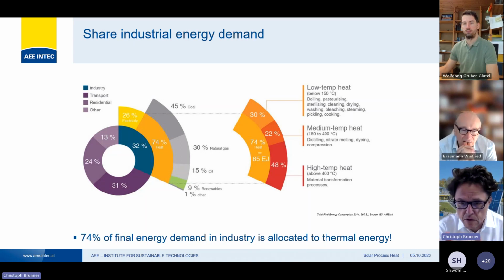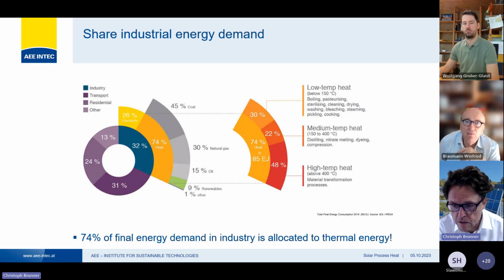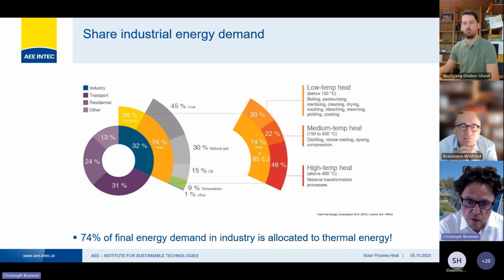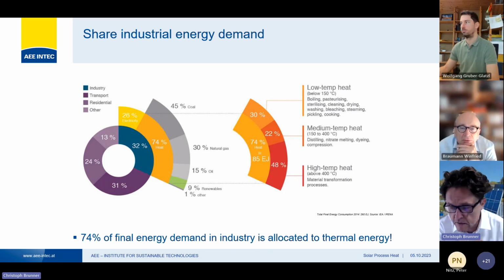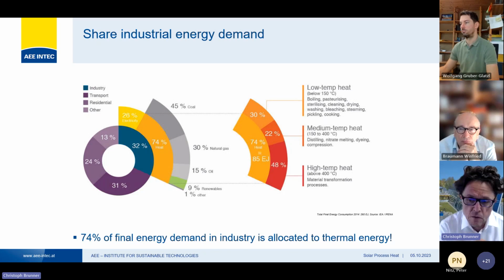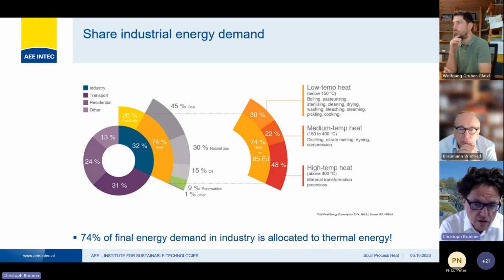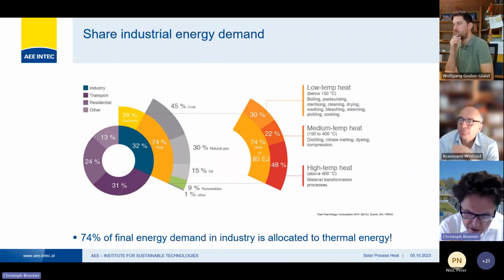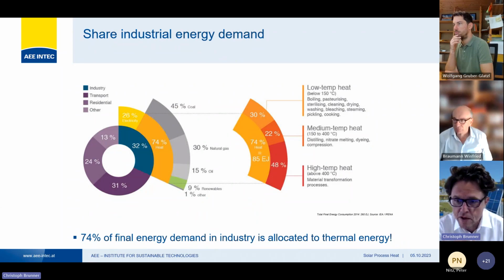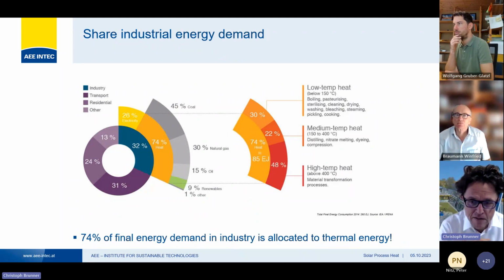We have about 30% below 150 degrees, 22% in this range of 150 to 400 degrees, and approximately 48% above 400 degrees. This is related to the industry sectors. Different processes need different temperatures. And maybe you ask now, why is it so important to know or have this knowledge about temperatures?